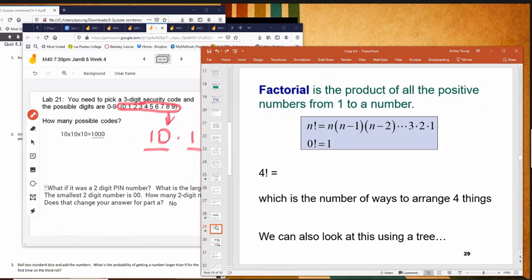So you guys find 4 factorial. Everyone find 4 factorial and private chat it to me. Quickly, quickly, quickly.